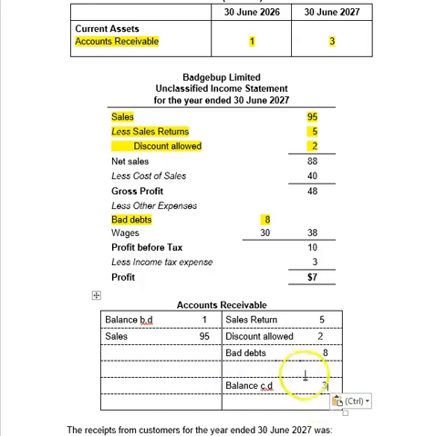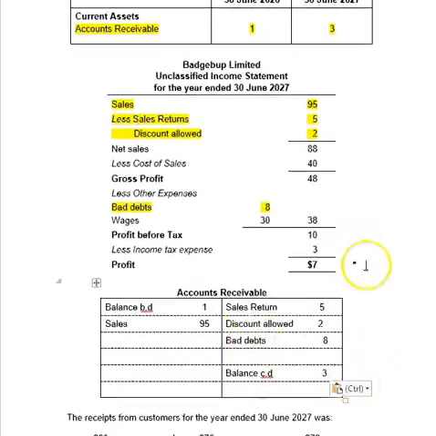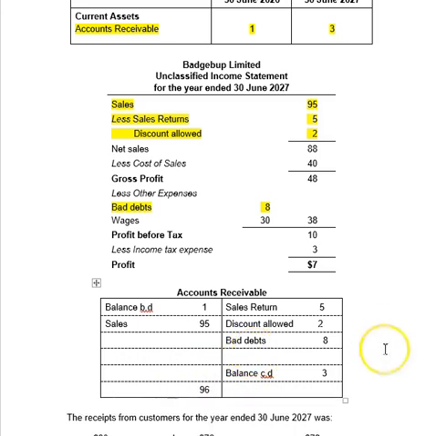I think I put it in the wrong row, so my balance CD is supposed to be in the next row. Once you have done all of this, you have put in all the information that you have, you need to balance out the account. So in your debit side, you would have $96. The total in your credit side is supposed to be the same as well. So this is supposed to be 96 as well at the bottom.